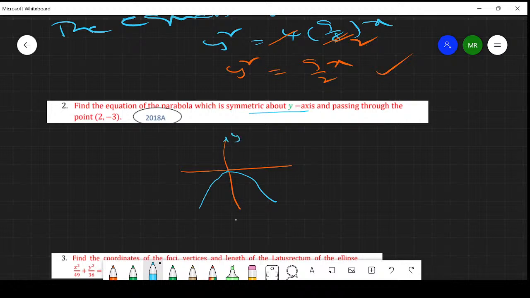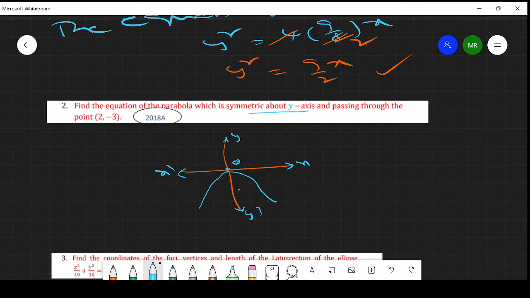This is y dash, so it is symmetric with respect to y-axis. This is x dash. This is the origin. This is y dash. They're asking us to find the parabola. They didn't ask anything else here. We should find the equation of the parabola.